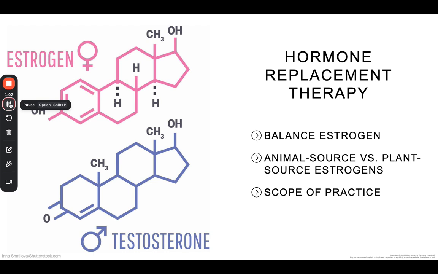Our last and final topic of Chapter 3 is hormone replacement therapy. Hormone replacement therapy is often suggested to balance estrogen for women experiencing menopause. However, some hormone replacement therapy may be linked to breast cancer. Estrogens used in hormone replacement therapy are sometimes derived from plant or animal sources, and estrogens that are derived from plant sources are called phytoestrogens, and they are about 200 to 400 times weaker than animal estrogens.